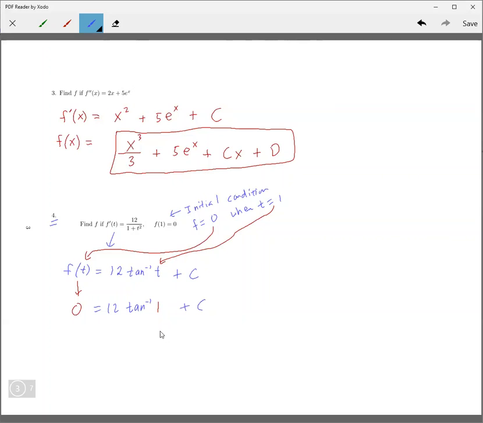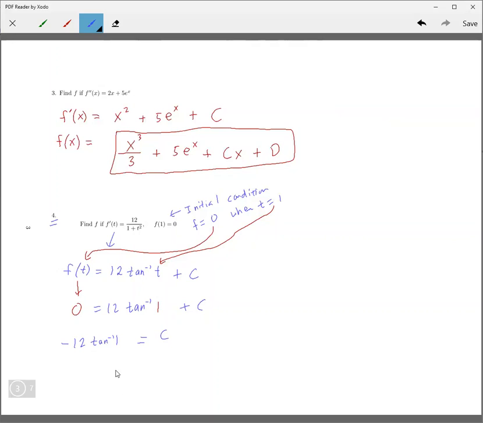Now let's see. Well, we could probably say, okay, what is the inverse tangent of 1? It's an angle. Or you could just leave it like that. So c is negative 12 times the inverse tangent of 1.